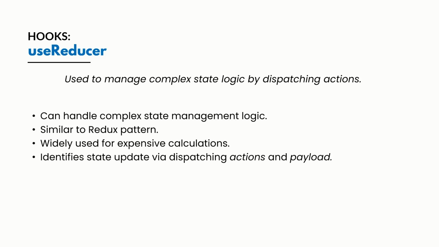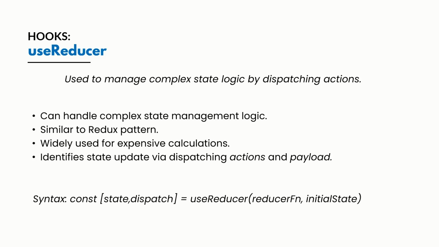With the useReducer, it identifies the state update via dispatching actions and payload. We dispatch some actions, like we send some action to the main function which handles the logic. Suppose if you want to increment a counter, we dispatch the action that the counter needs to be incremented, and that goes to the main reducer function. The reducer function is the function which manages the state, and the action goes to that, and it identifies which action we are talking about, and creates a new copy for that state, and that state gets updated. So it's a huge process.